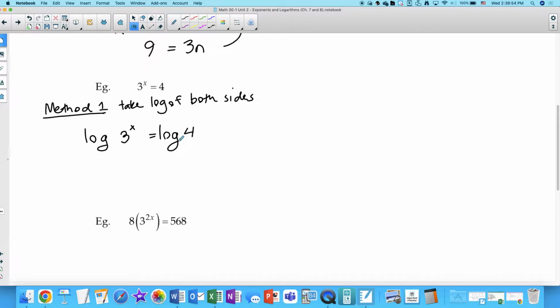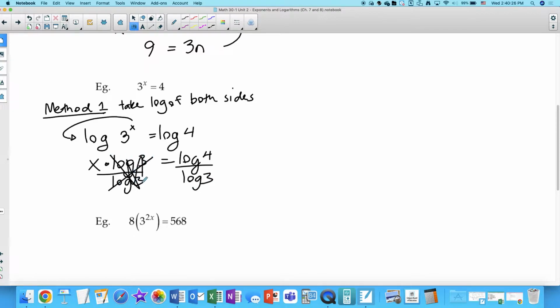Yeah, so we can use our power law. We want to essentially take this variable out of the exponent position. So I'm going to have x times log 3 equals log 4. Now what? Isolate x. Yeah, so isolate x by doing what? Divide both sides by log 3. So we're going to get x equals log 4 over log 3.